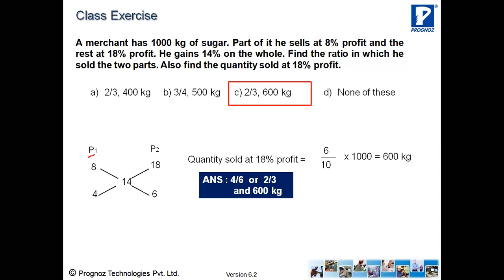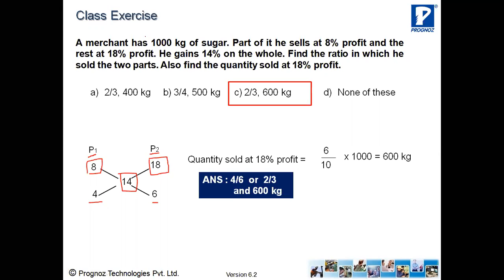This is your part 1 of the sugar and this is your part 2. Part 1 he sells at 8% profit, which is the average profit for part 1. Part 2 is 18% profit and the combined is 14% profit. So this will be 4: 18 minus 14 is 4, and 14 minus 8 is 6. So the ratio is 4/6 or 2/3, which means let's say part 1 is 4 parts and part 2 is 6 parts.